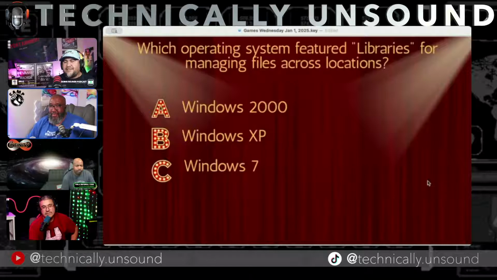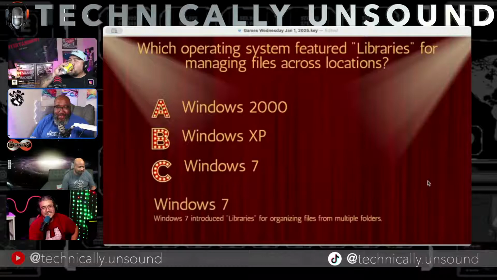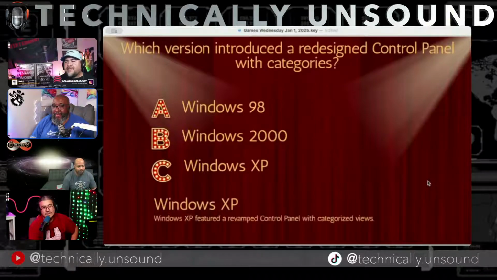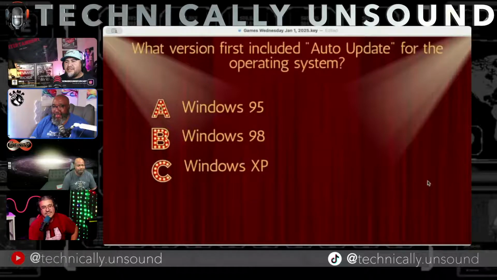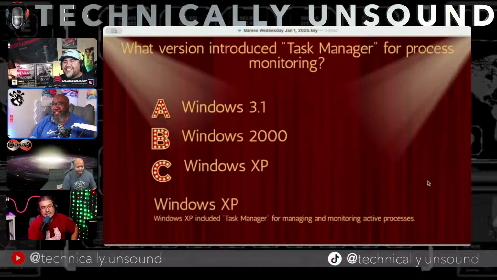Which operating system had libraries, files across locations? Roaming profile. Did you have a stroke? I just did. Windows 7. All right, is that the last one? Hold on. Nope. Is that the last one? What are you doing? What the hell? There's too many. Man.